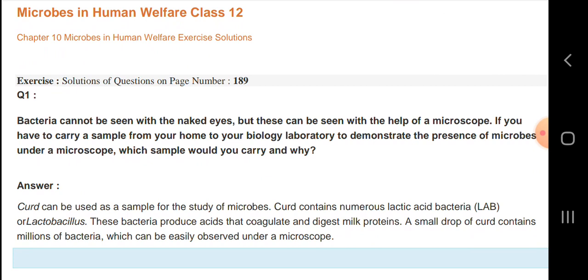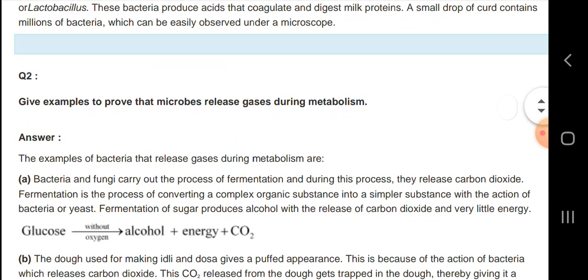Curd contains numerous lactic acid bacteria, or Lactobacillus, we can say. These bacteria produce acids that coagulate and digest milk proteins. A small drop of curd contains millions of bacteria, which can be easily observed under a microscope.